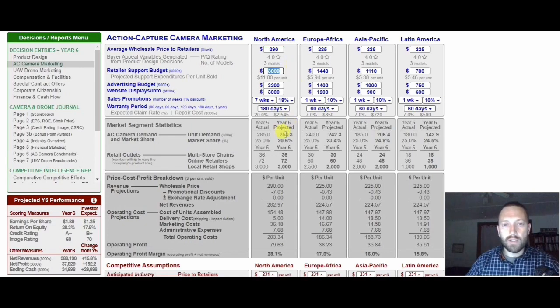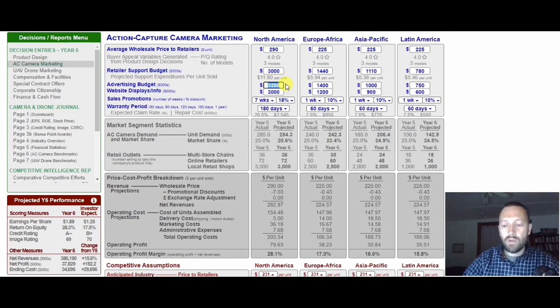So I've lost some market share there. So now I need to increase the market share. And I can't increase market share by just decreasing price back down to what I had it at. So let's look at maybe advertising budget again.